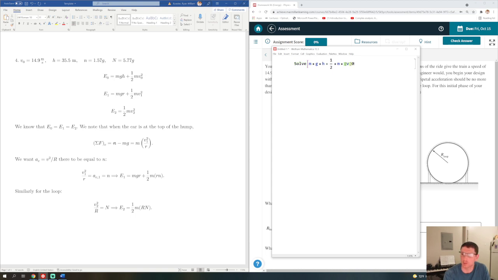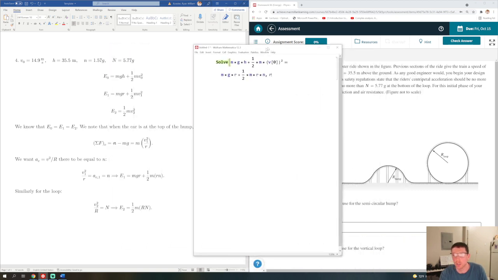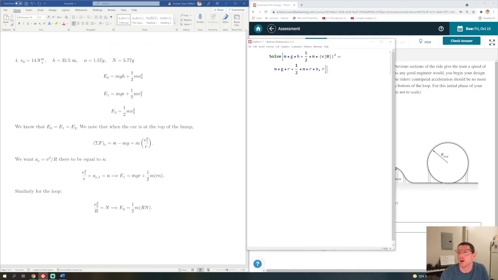So let me try to do this carefully. And we said this equals m times g times r plus 1/2 times m times r times n. And we want to solve this for r, right? Is that what we're solving for? I'm solving for r. Yeah. It looks good. Let me know if you see a mistake as I go through and type this in, of course, but I think that's fine. So we find that r should be 2gh plus v naught squared over 2g plus n.